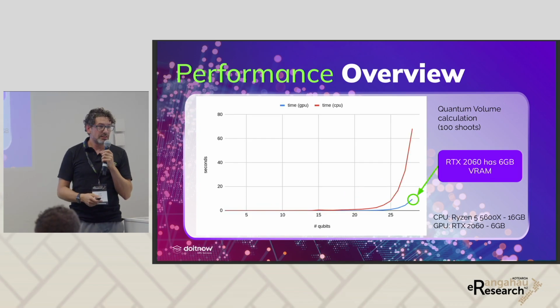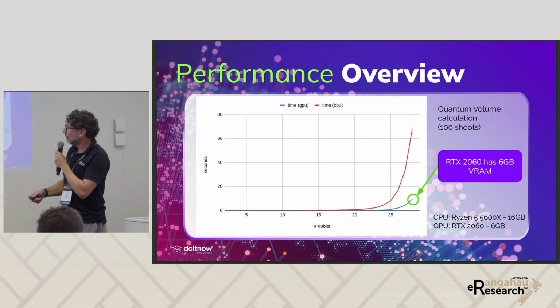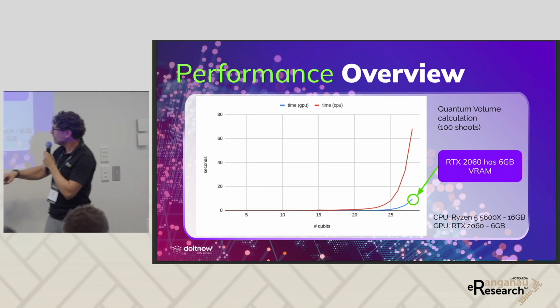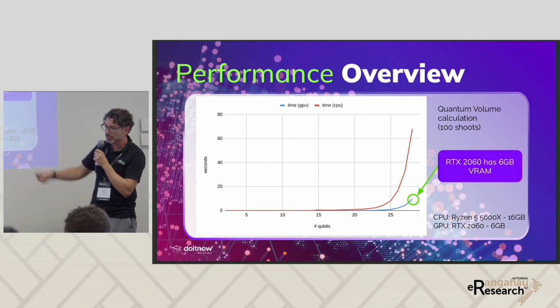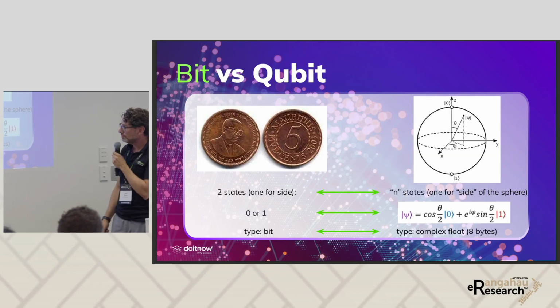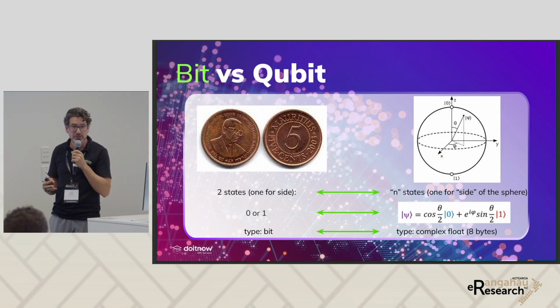The problem is memory. If you see here, it's grouped at this stage, and this is because it's limited by the memory. How much memory can we use?